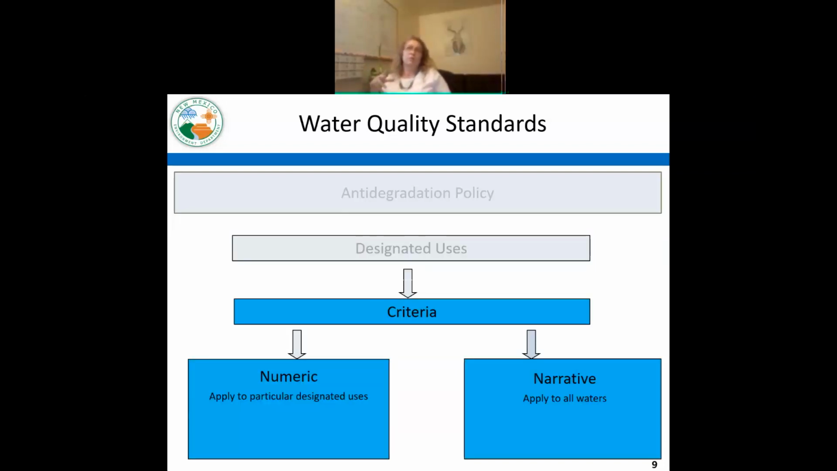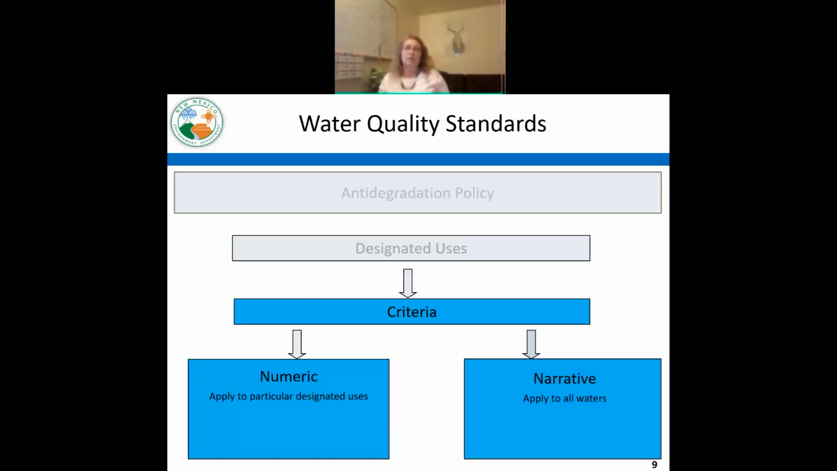So now that we've determined an appropriate use for a water body that upholds the objectives of the Clean Water Act, we need to establish the water pollutants that, if exceeded, would prevent that particular use. So for each designated use, there are a series of criteria that have been established. And the state has two types of criteria.